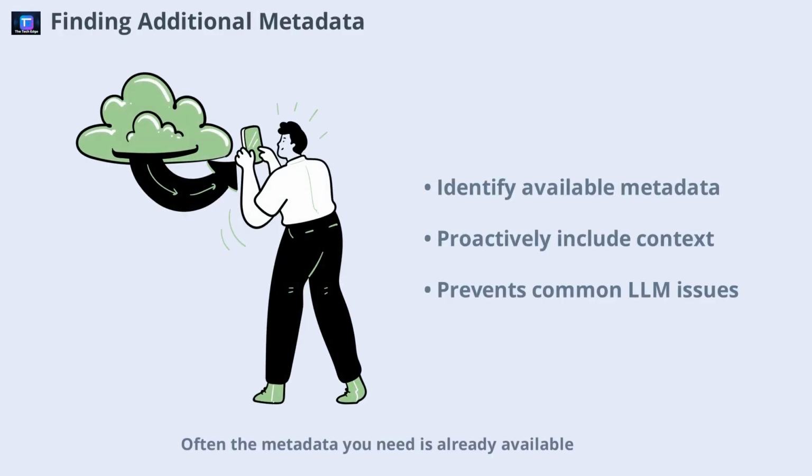Often, the metadata you need is already available within your application or can be easily fetched. For text-based AI, this might include file extensions, folder paths, timestamps, and page numbers. For other domains, look for similar contextual clues. The key is to identify what information could be useful for your LLM and ensure it's included in the context. This proactive approach can prevent many common issues and improve the overall user experience.